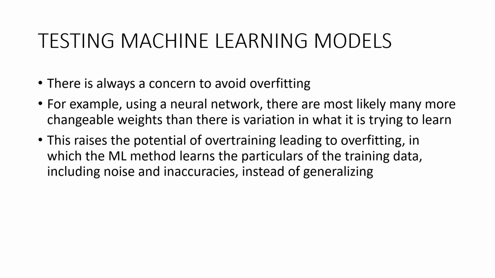Part of the problem with overfitting is that neural networks, especially deep learning networks, generally have more changeable weights than you have variation in the data that you're trying to model. That gives you a lot of possibilities for overfitting, where the method, when exposed to the training set, picks up things like noise and inaccuracies, which is not what you want.